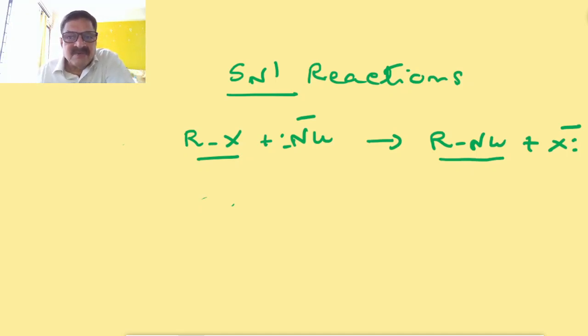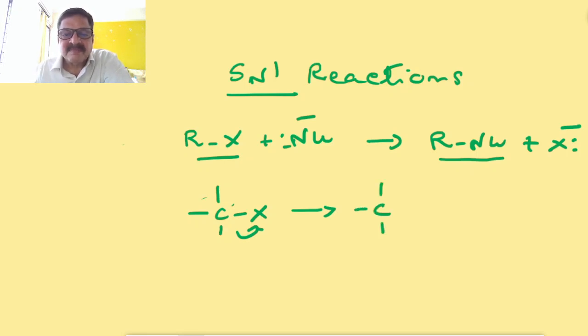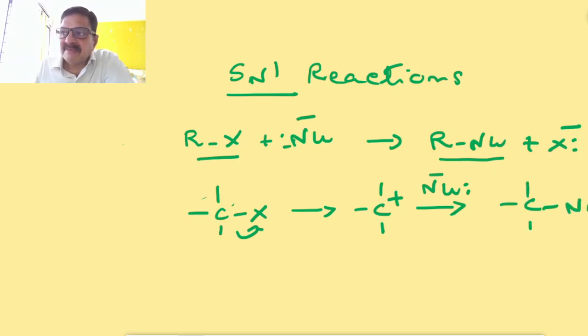So let us see how this reaction takes place. This bond is broken, so this leaving group is leaving with the electron pair. So we are getting an intermediate here. This is the carbocation intermediate. This carbocation intermediate is reacting with the nucleophile to give this species. Finally, this is the product formed.